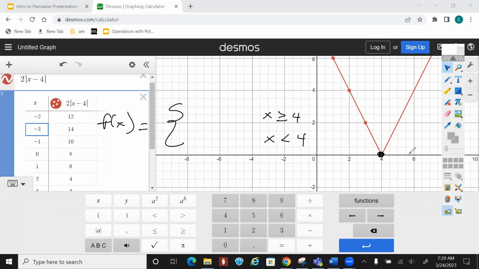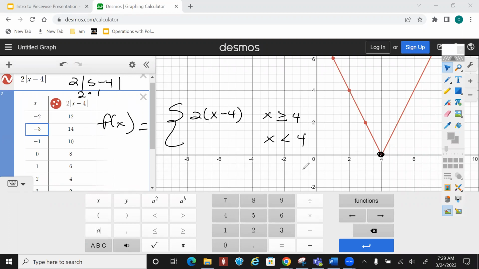If we're on the right-hand side of 4, let's pick the number 5, and we plug 5 into our equation. What happened was we got 2 times 5 minus 4. 5 minus 4 is going to give me 1, so that's just 2 times 1. If we take any number that's bigger than 4, this equation is just going to be written like this. So you can write it without the absolute value.